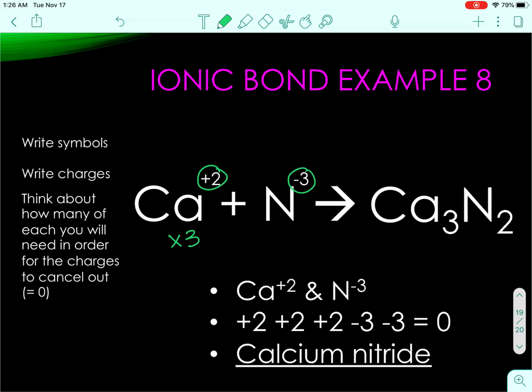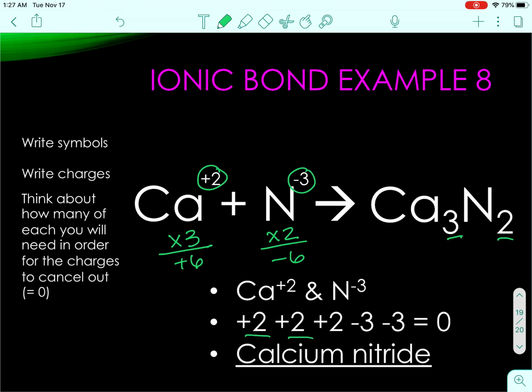So if I multiplied this one by a 3, that will give me +6. If I multiply this one by a 2, that'll give me a -6. And +6 and -6 do cancel. So when I write the formula, I'm going to need 3 calciums because we multiplied it by 3 and 2 nitrogens because we multiplied it by 2. So it's going to be Ca3N2 for the formula.